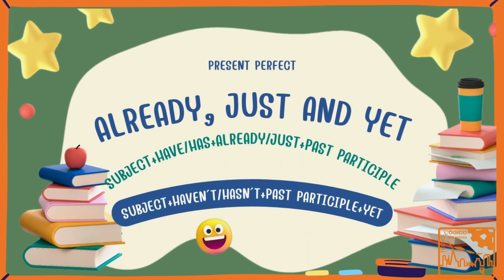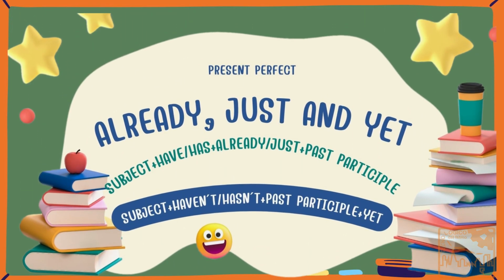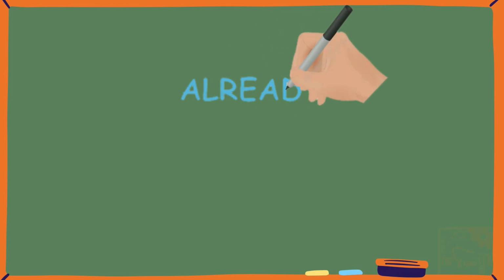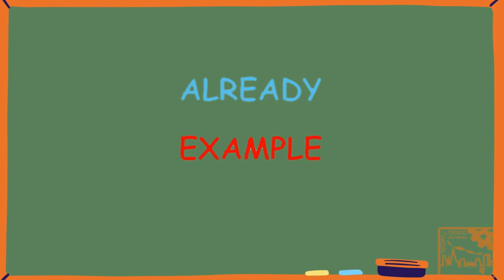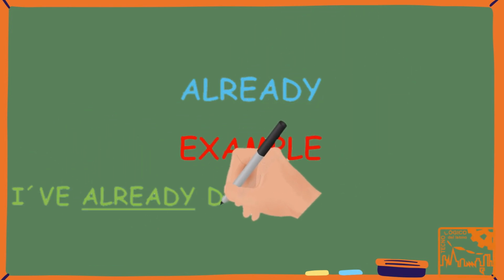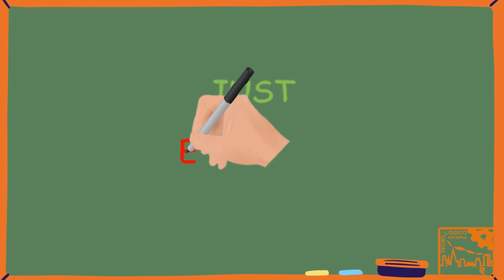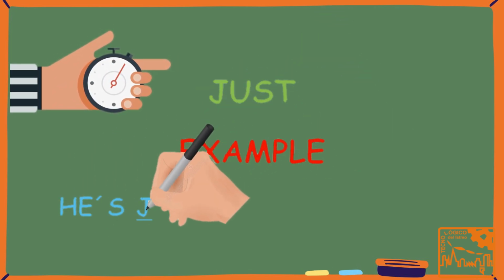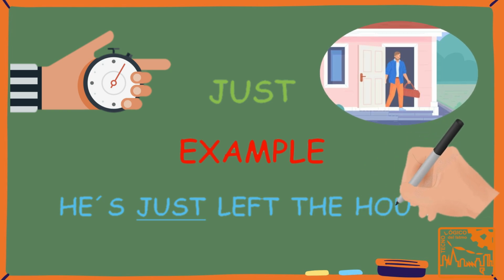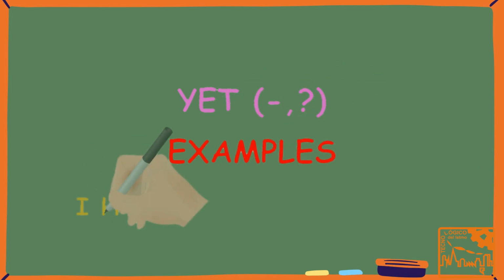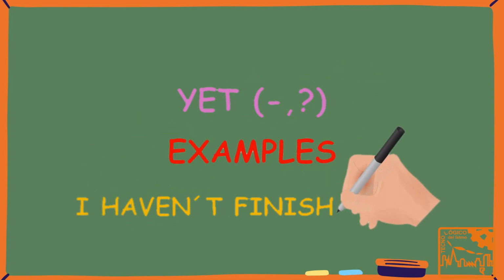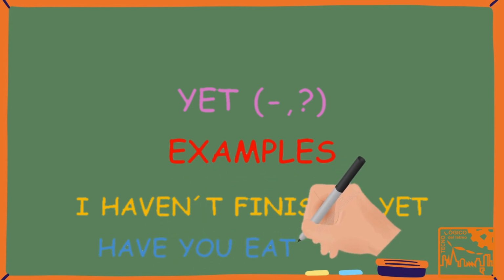Let's look at already, just, and yet. We use already to say something has happened sooner than expected or is complete. I have already done my homework. Just means something happened very recently. He has just left the house. Yet is used in negative sentences and questions, usually at the end. I haven't finished yet. Have you eaten yet?